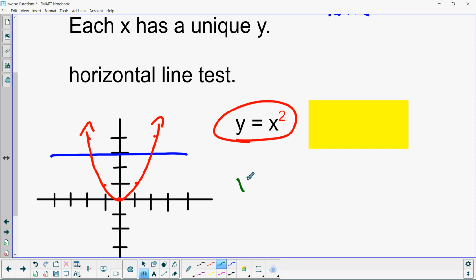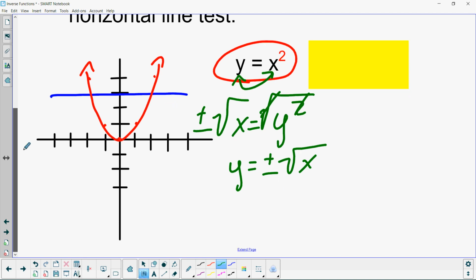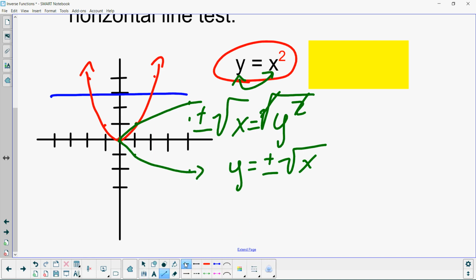I'm going to solve for y, so I'm going to take a square root to get rid of our squared. And remember, when you take a square root, you get a plus or minus in front. So we get y equals plus or minus the square root of x. The square root of x looks like that, and then the minus of that looks like this.